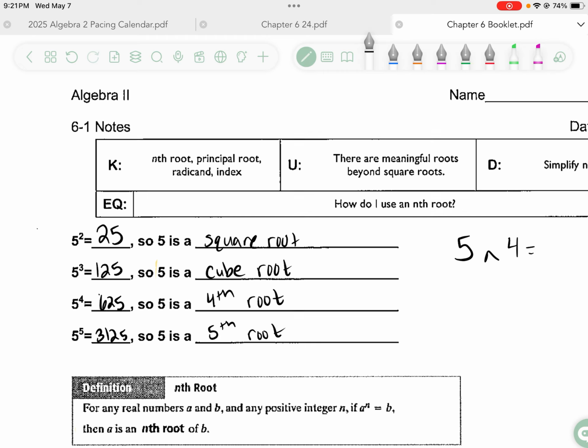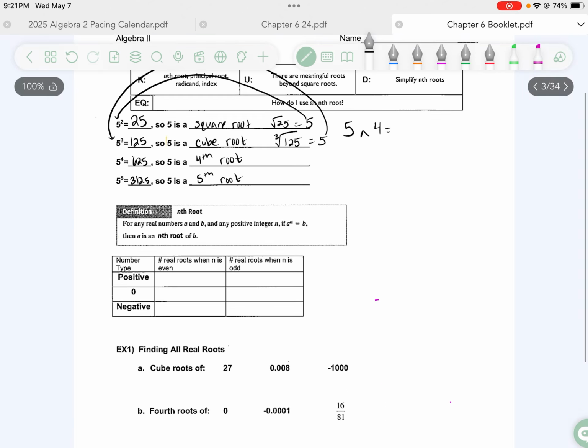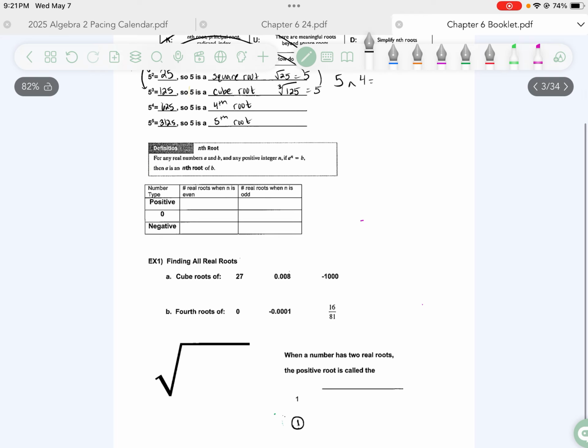Just meaning, for example, if I take the square root of 25, I get the answer of 5. If I take the cubic root of 125, I get an answer of 5. Okay, that's what I mean by square root, cubic root, fourth root, fifth root. Okay, so let's jump down below and do some vocabulary here, and then we'll come back to the middle.